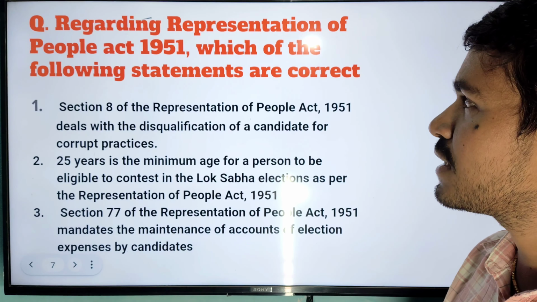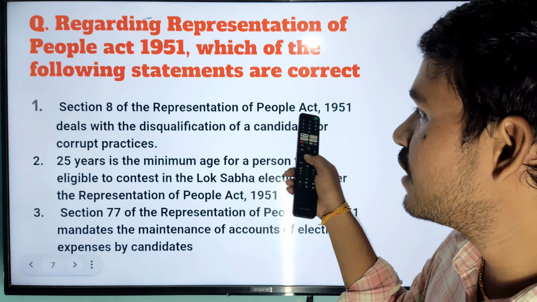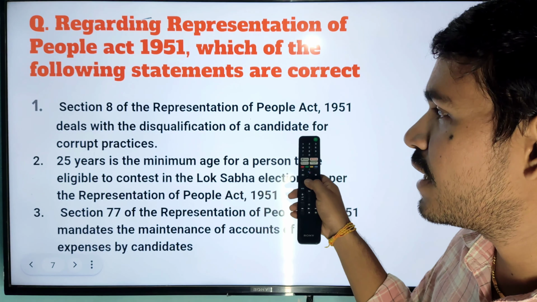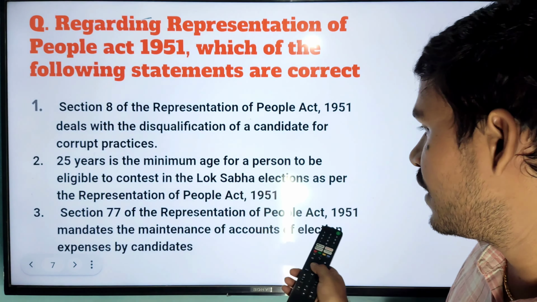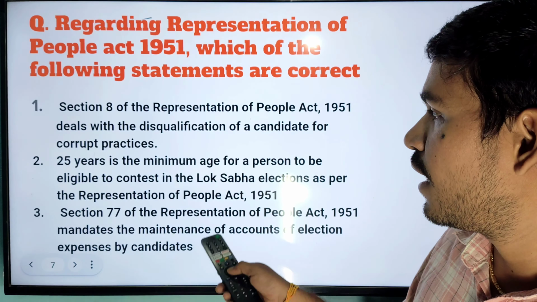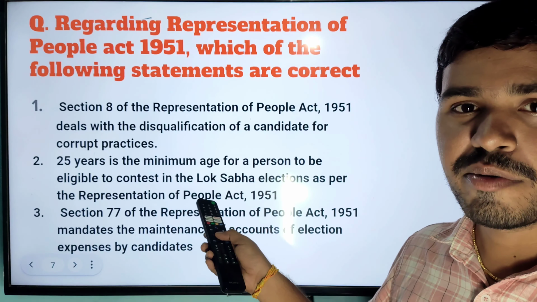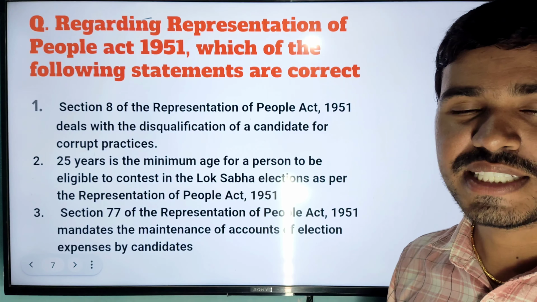So, which statement is correct? All the statements are correct. Section 8 of this Act deals with the disqualification of a candidate for corrupt practices, Section 77 deals with the maintenance of accounts of election expenses by a candidate, and 25 years is the minimum age to participate as an MP in the Lok Sabha.